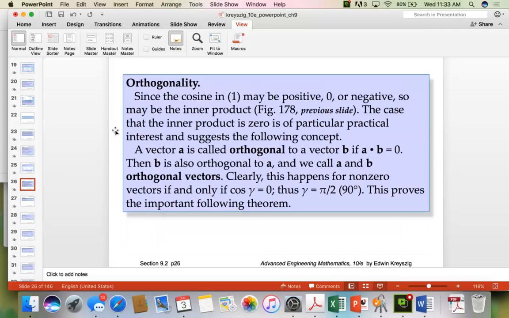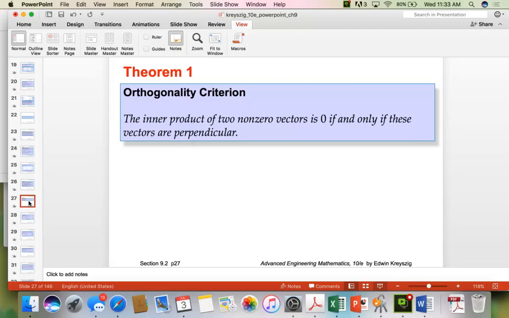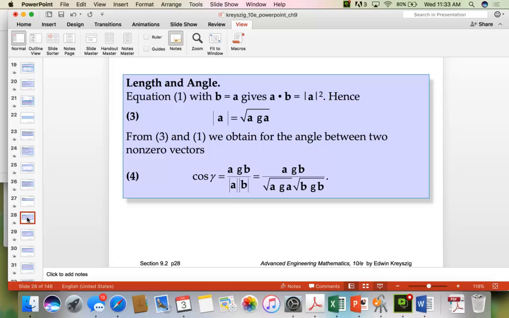So once again, here's the discussion of orthogonality. A vector A is said to be orthogonal to a vector B if A dot B is equal to 0, and obviously this would mean that they would both have a non-zero length. Okay, so the inner product of two non-zero vectors is 0 if and only if these vectors are perpendicular, and that is the orthogonality criterion. And as I said, this can be applied to even higher than spatial dimensions.